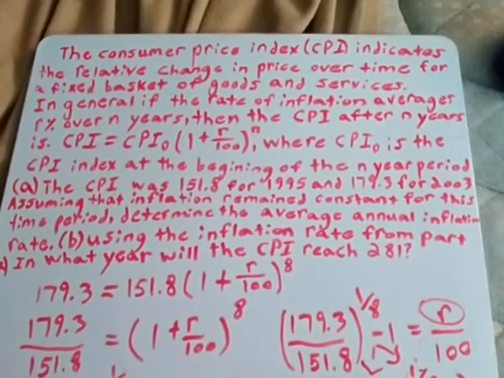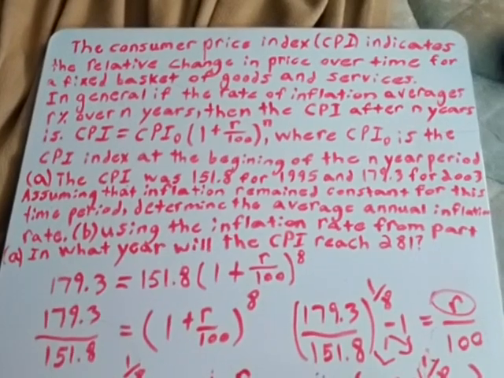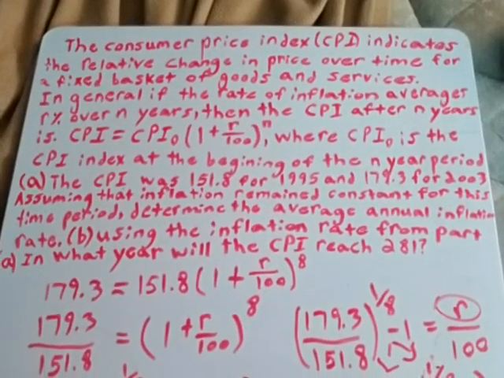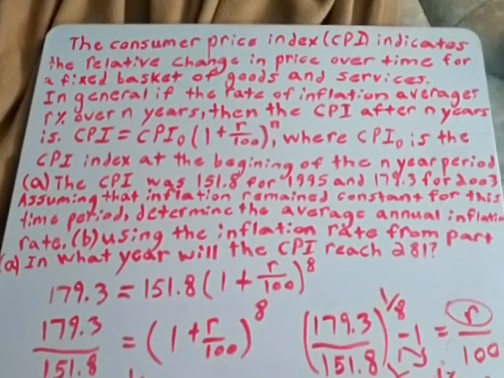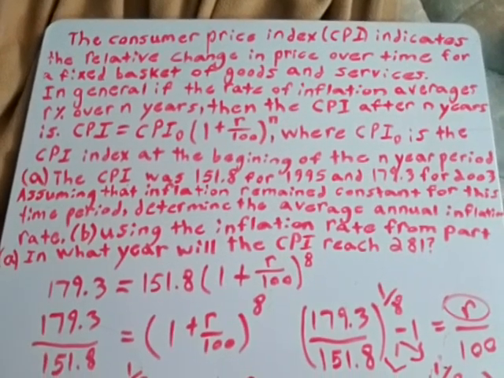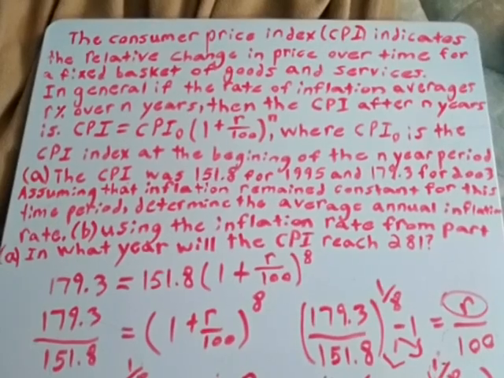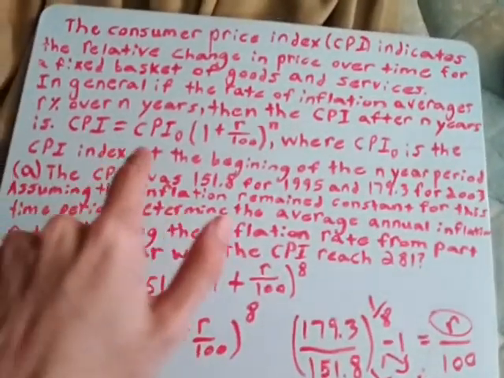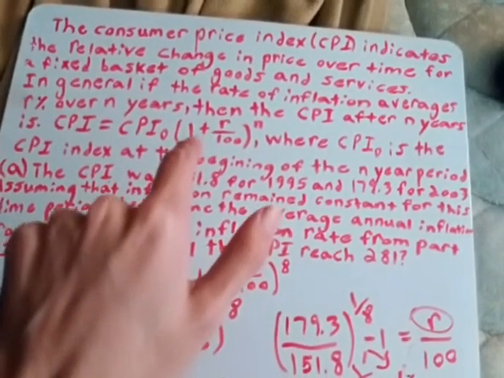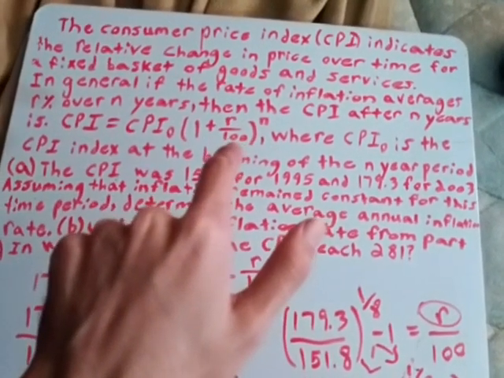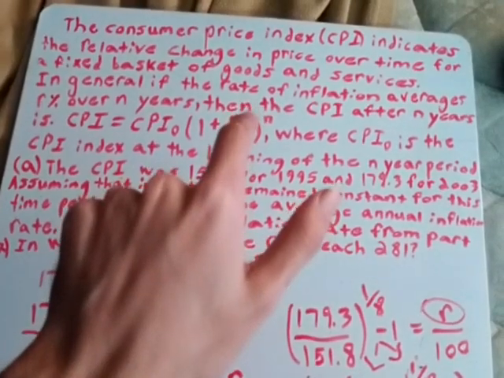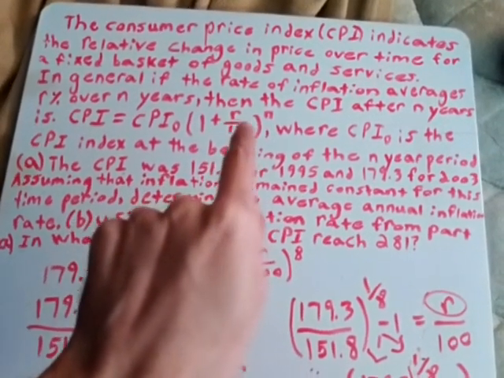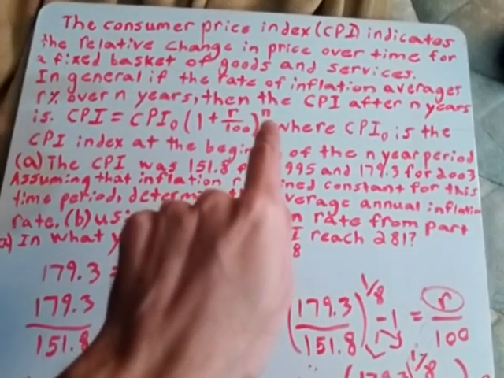of goods and services. In general, if the rate of inflation averages R% over n years, then the CPI, consumer price index, after n years is: the new consumer price index equals the initial consumer price index times (1 plus R over 100) to the n power, where R represents the inflation rate and n represents the years.